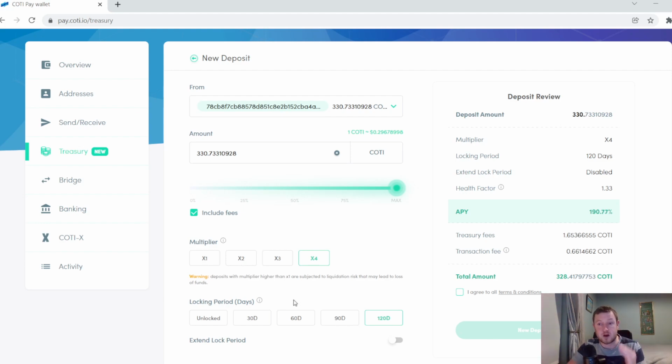What happens if your deposit gets liquidated is it gets kept in the Treasury and shared around as rewards for other users.